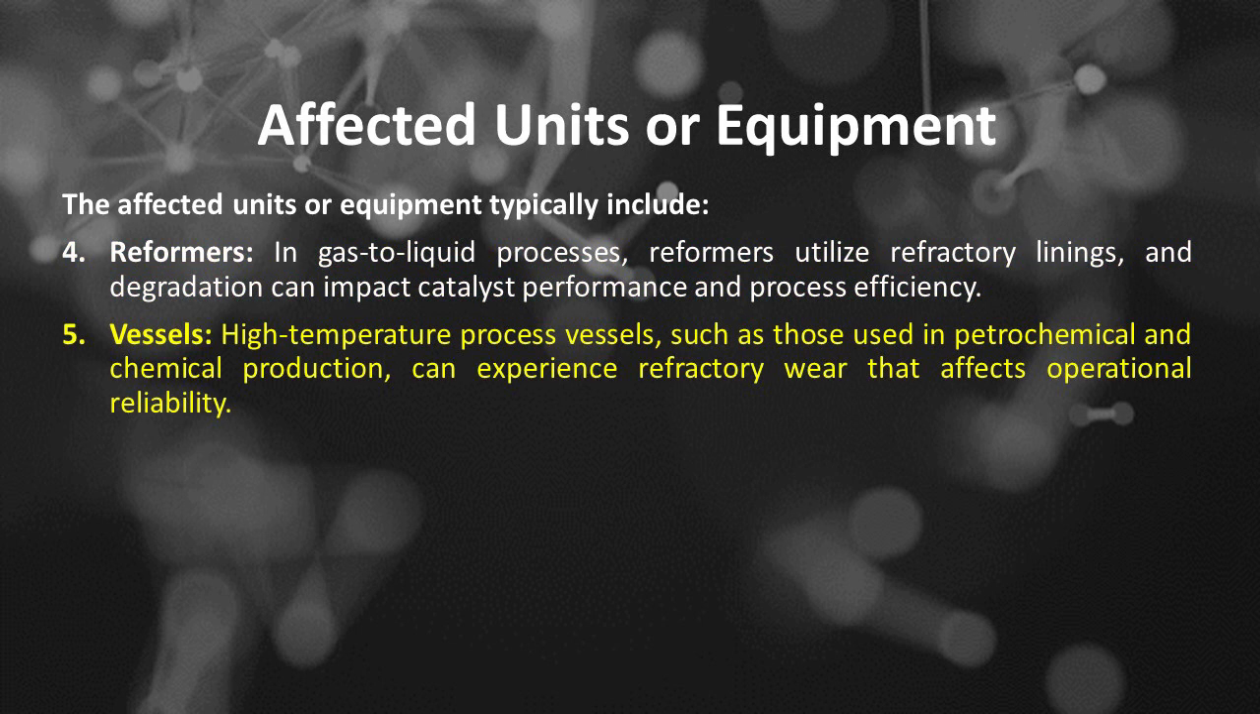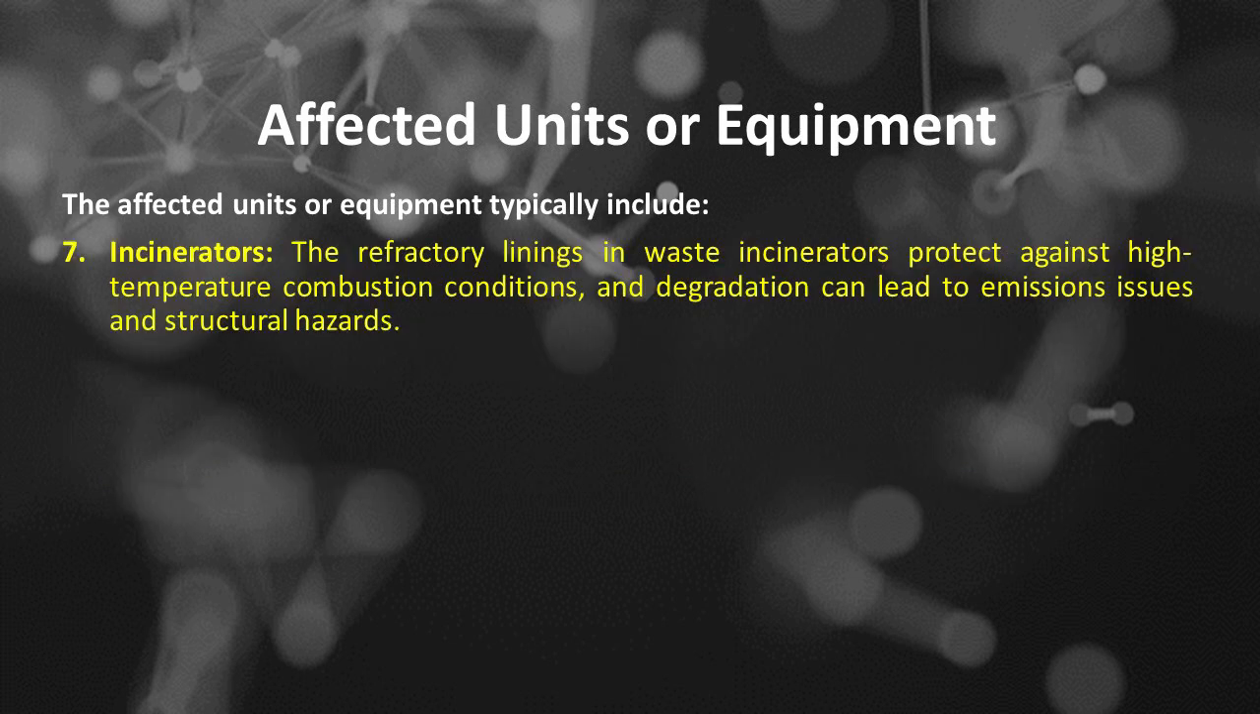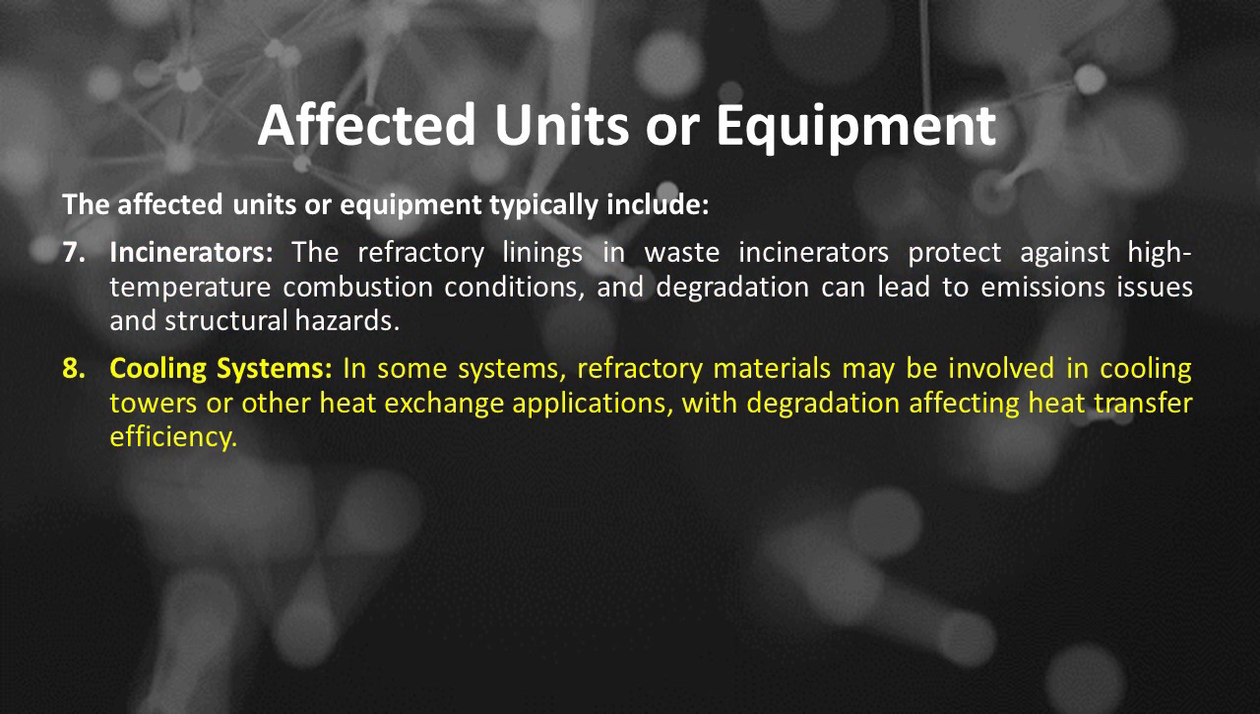Number 5 is vessels. High-temperature process vessels, such as those used in petrochemical and chemical production, can experience refractory wear that affects operational reliability. Number 6 is chambers. High-temperature processing chambers, such as those found in heat treatment, can also suffer from refractory degradation, potentially affecting product quality. Number 7 is incinerators. The refractory linings in waste incinerators protect against high-temperature combustion conditions, and degradation can lead to emissions issues and structural hazards. Number 8 is cooling systems.